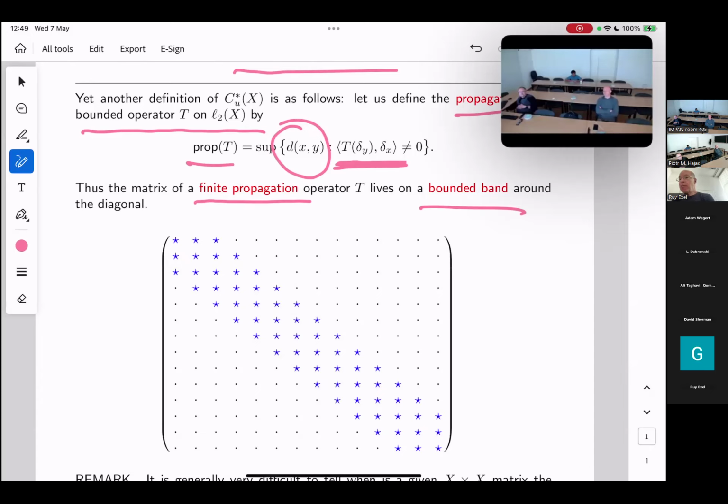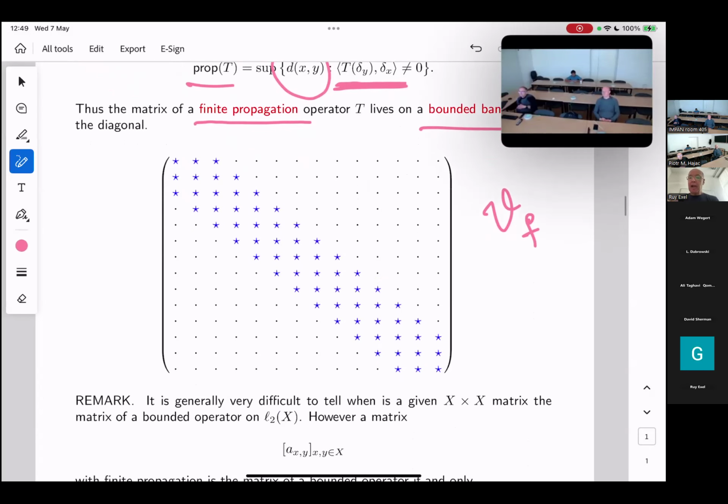An example you can take as an exercise to show that if F is a partial translation, then this operator VF we've been talking about is a matrix of finite propagation.